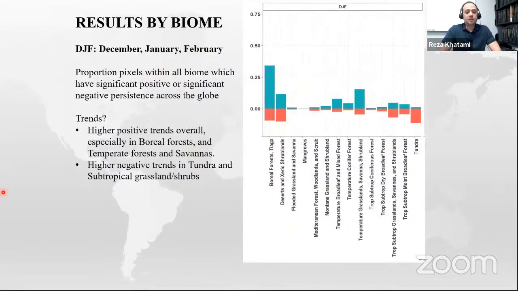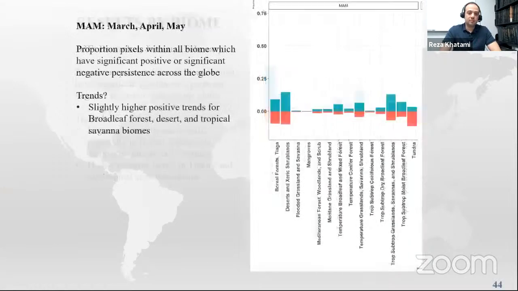For the December, January, February season, we had higher positive trends overall, especially for boreal forest, temperate forest, and savanna. For tundra, shrubland, and grassland, we had more negative persistence. For March, April, and May, the proportions of positive and negative persistence were very close, with slightly higher positive trends for broadleaf forest, desert, and tropical savanna.